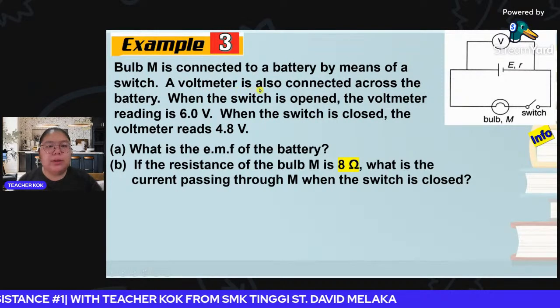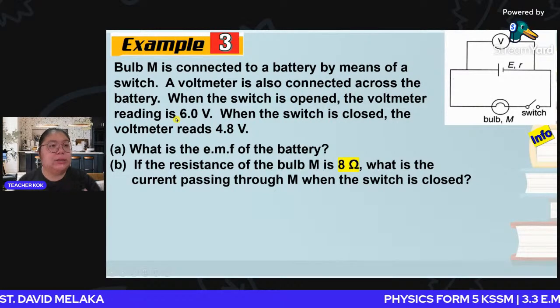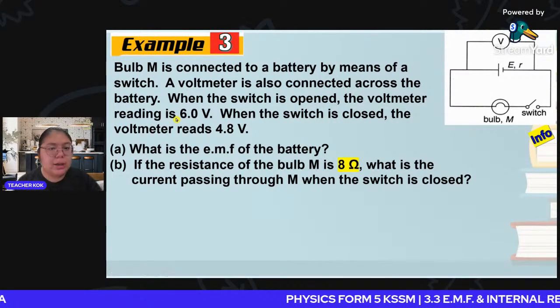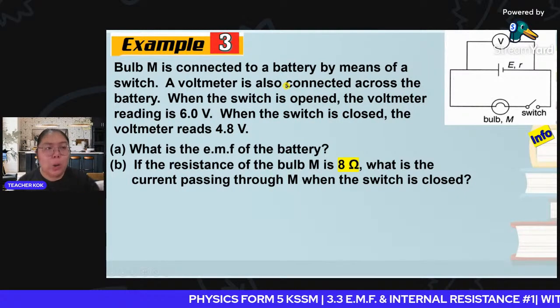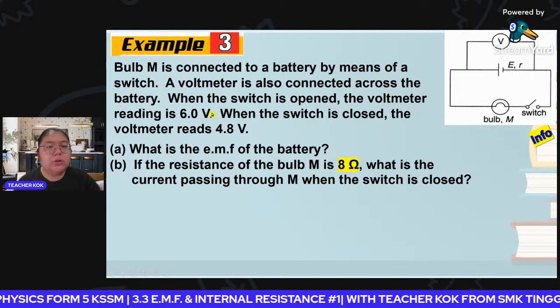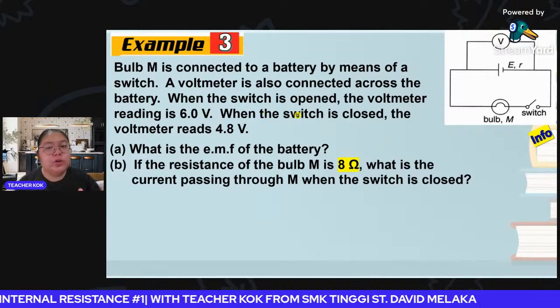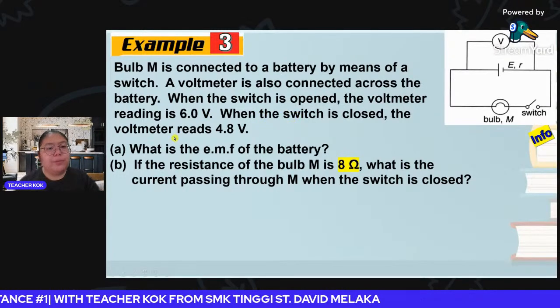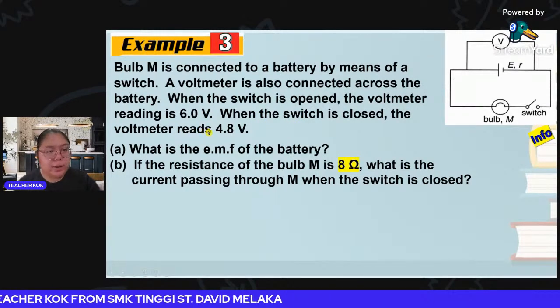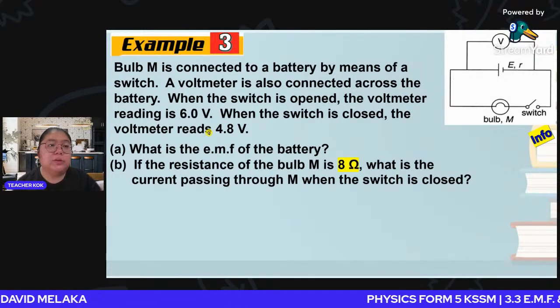Okay, a voltmeter is also connected across the battery. When the switch is open, the voltmeter reading is 6 volt. Understood? When the switch is open, the voltmeter reading is 6 volt. So 6 volt is what? EMF. Okay, when the switch is closed, the voltmeter reading is 4.8. What's the 4.8? 4.8 is a potential difference.